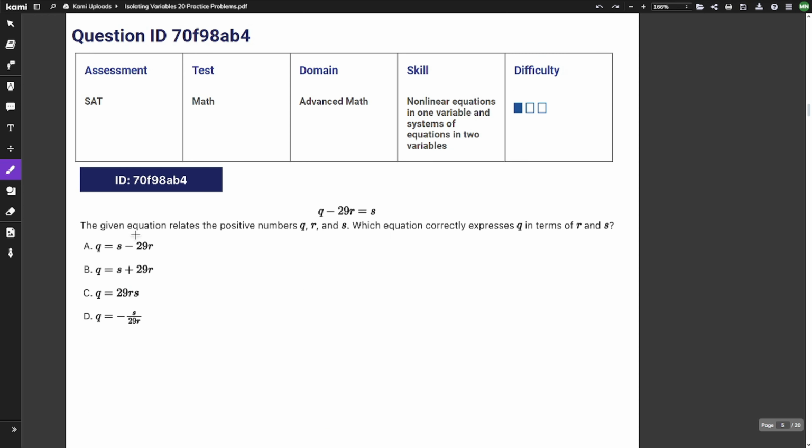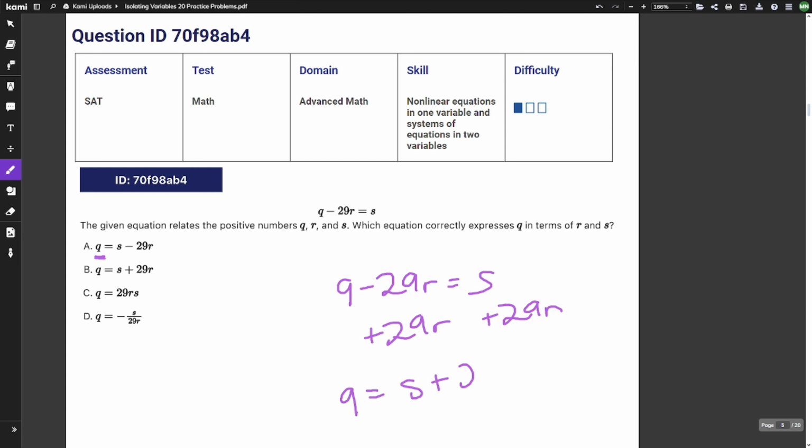Question number 5. Once again, we have this equation and we want to get q by itself. So this one's especially easy because all we have to do is add 29r to both sides. And we get that q is equal to s plus 29r, or B.